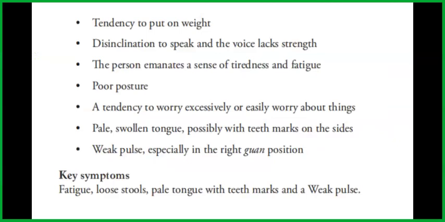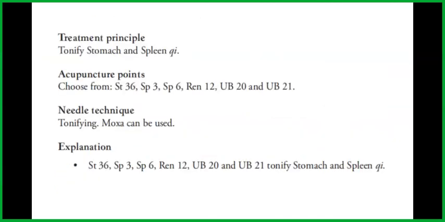The pulse will be weak, especially in the right guan position. The key symptoms here are fatigue, loose stools, pale tongue with teeth marks, and a weak pulse. The treatment principle is to tonify stomach and spleen Qi, and the acupuncture points to choose from are stomach 36, spleen 3, spleen 6, REN 12, UB20, and UB21. The needling technique is tonifying, and moxa can be used. The explanation for the points is that stomach 36, spleen 3, spleen 6, REN 12, UB20, and UB21 tonify stomach and spleen Qi.